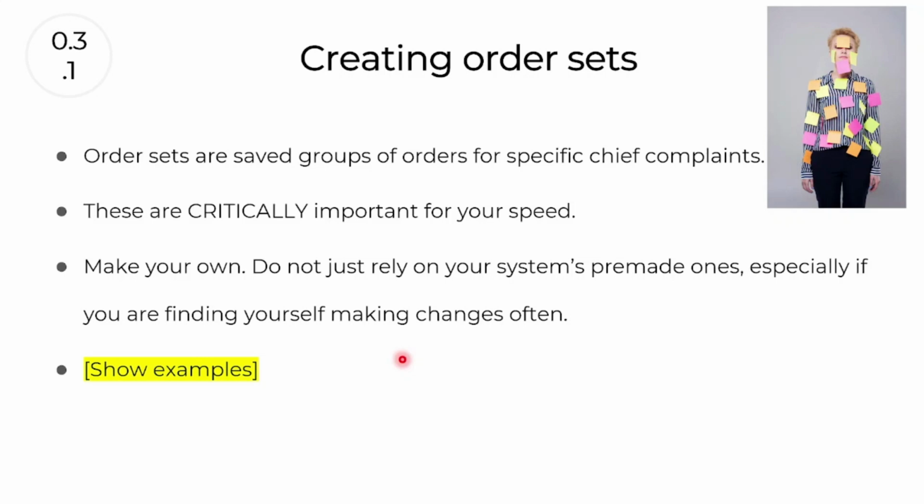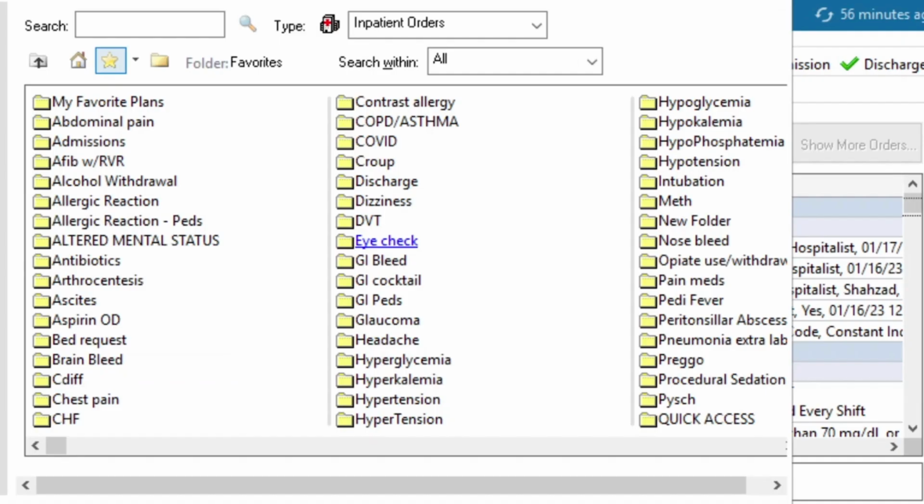All right, everybody. In terms of creating order sets, again, this is super important for speed, and I'm going to quickly go through an example of order sets in this little lesson here. So here we are in Cerner, and this could be your own. It doesn't have to be Cerner, obviously.